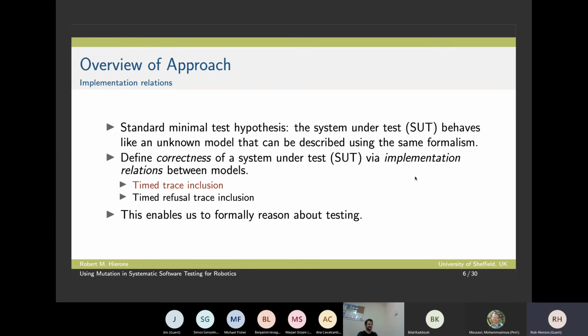We can then define what we mean by correctness of a system, and that's defined in terms of implementation relations. Implementation relations say exactly what it means for a system model or behavior to be a valid implementation of a specification. There are a range of possible options for this, and for this work at the moment we're just looking at time traces. So an implementation is valid if every time trace of the implementation is one of the specification. Further down the line, we want to start looking at richer notions.